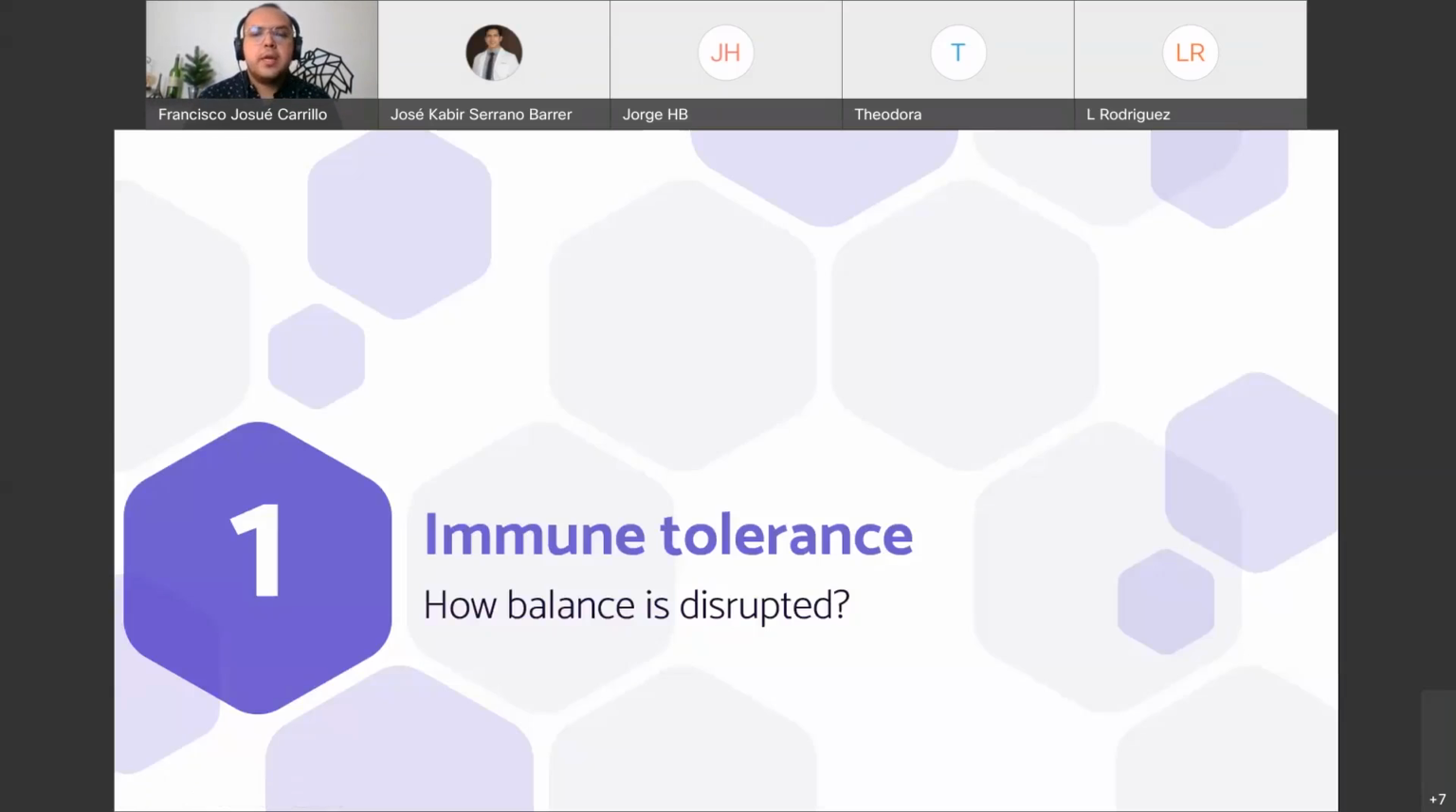Well, we're going to start talking about what immune tolerance is and how this balance is disrupted, because this is the basis to understand especially the autoimmunity.